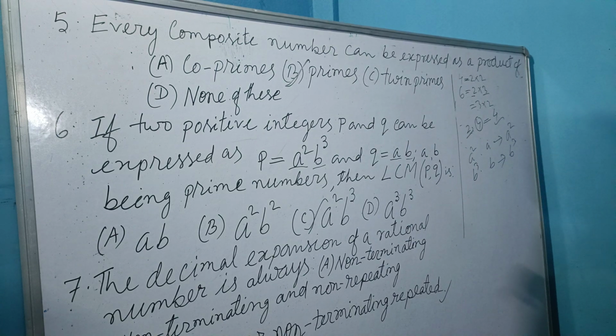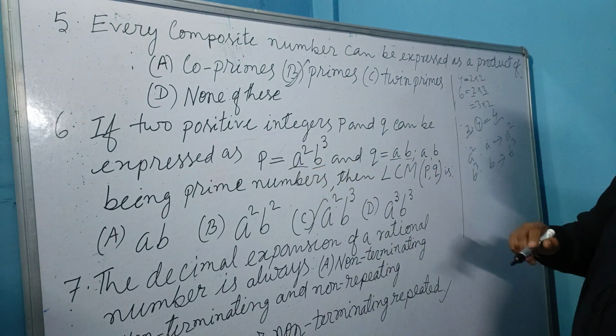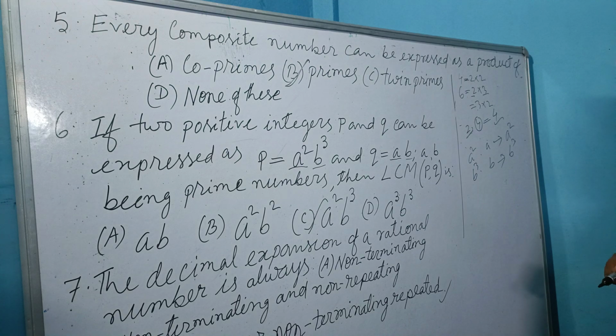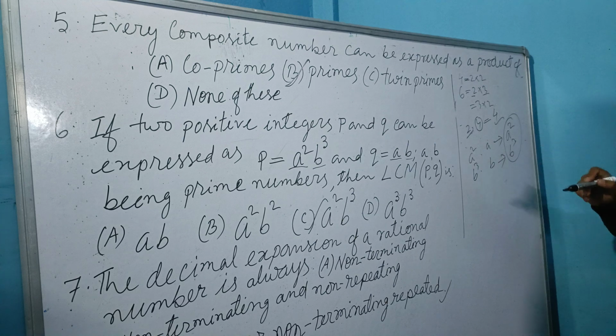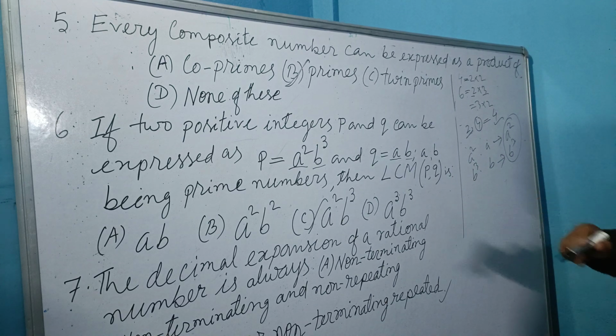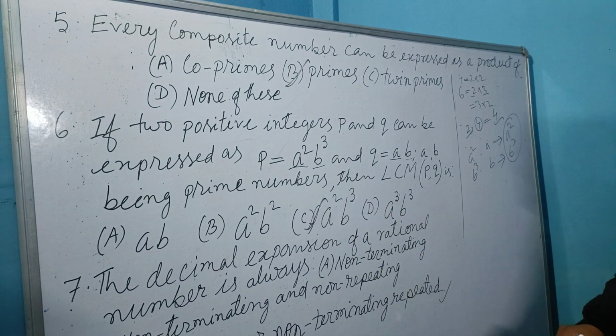Now you see the LCM of these two numbers, p and q, a square b cube and ab, what would be the LCM? Obviously a square b cube. Now you have to see whether this option is present among the options or not. This is present in option C, so you have to write that.